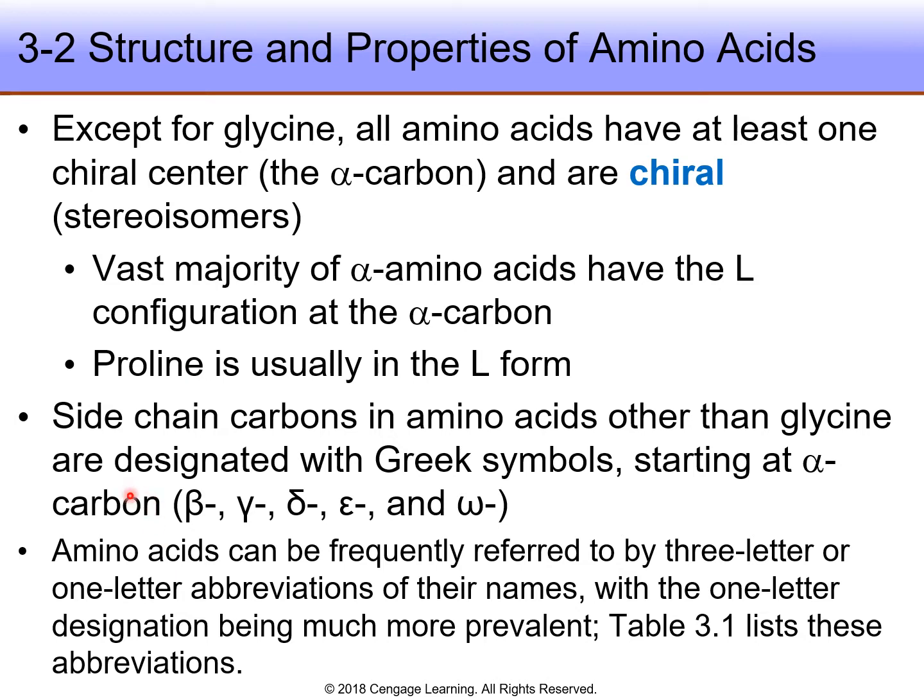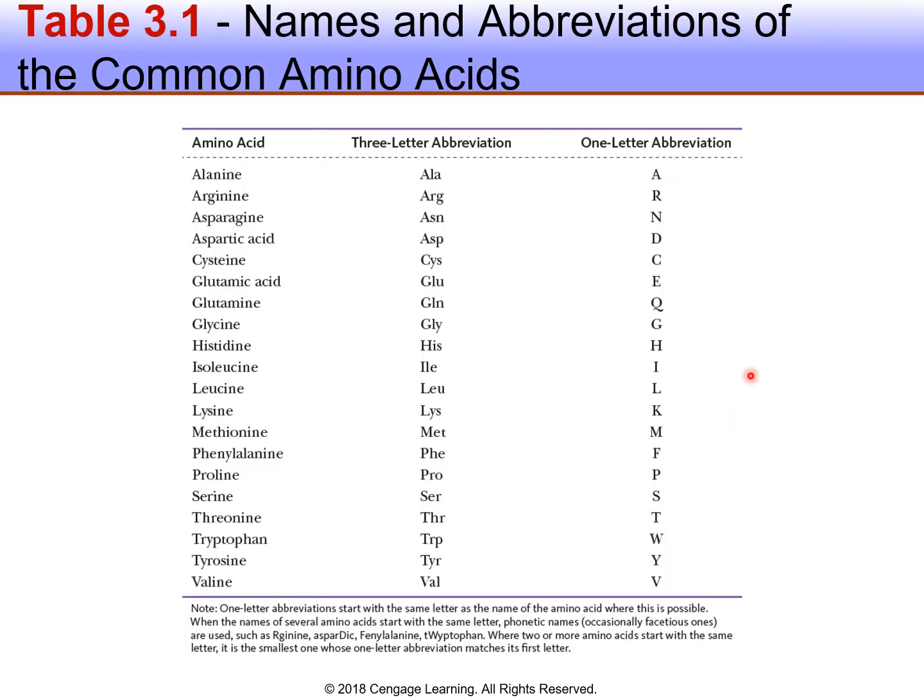So again, amino acids can be frequently referred to by three-letter or by one-letter abbreviations of their names, with the one-letter designation being much more prevalent. And table 3.1 lists these abbreviations. So if we look at this table here, we see all the 20 amino acids, with a three-letter abbreviation, and this is the one-letter abbreviation.